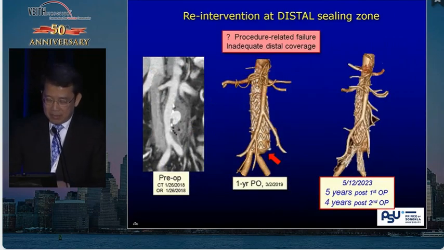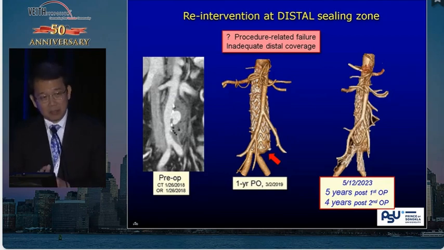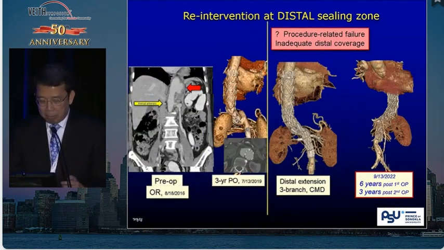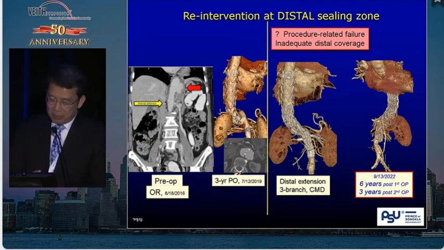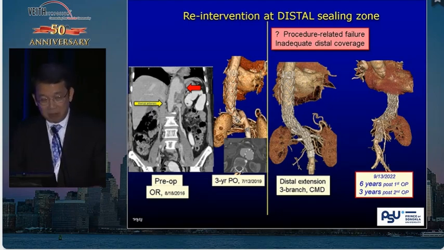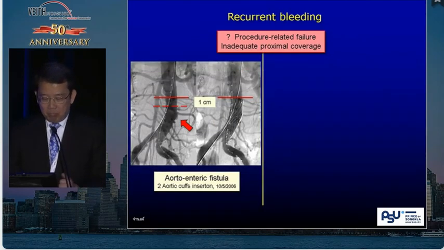This patient had distal aortic dilatation, and we treated with a bifurcated graft extended distally, still doing good currently. This patient had distal aortic dilatation at the distal stent graft. We had to do a distal extension with a custom-made device. We covered the celiac axis in the first procedure, so it is a 3-branch CMD.